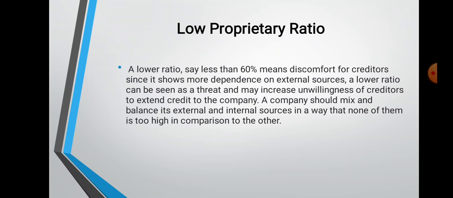So here you can see low proprietary ratio. A lower ratio, say less than 60%, means discomfort for creditors since it shows more dependence on external sources. A lower ratio can be seen as a threat and may increase the unwillingness of creditors to extend credit to the company. A company should balance its external and internal sources in a way that none of them is too high in comparison to the other.